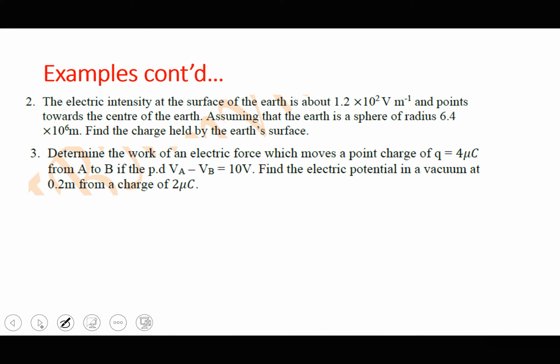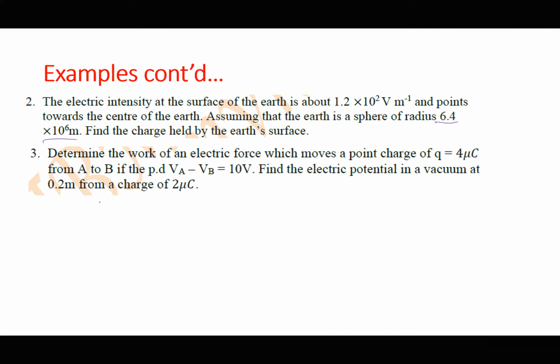The electric intensity at the surface of the Earth is about 1.2 times 10 power 2 volts and points towards the center of the Earth. Assuming that the Earth is a sphere of that radius, find the charge held by the Earth's surface.